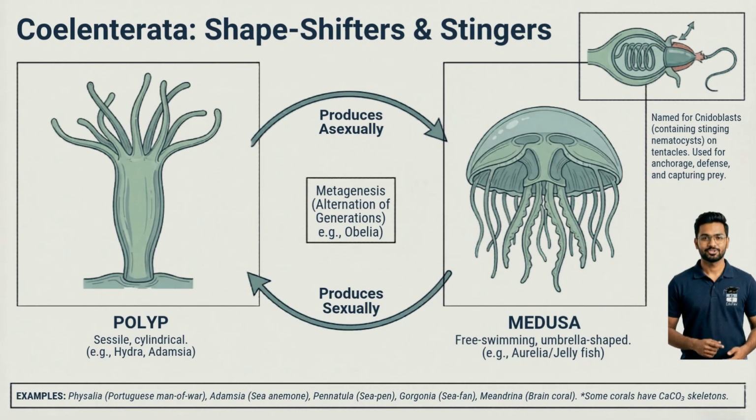Coelenterates are introduced as organisms that can switch body forms. They exist as polyp, sessile, and medusa, free-swimming forms. This alternation is called metagenesis. Their defining feature is cnidoblasts, stinging cells used for defense and capturing prey. If you see stinging cells or cnidocytes, it directly points to coelenterates.